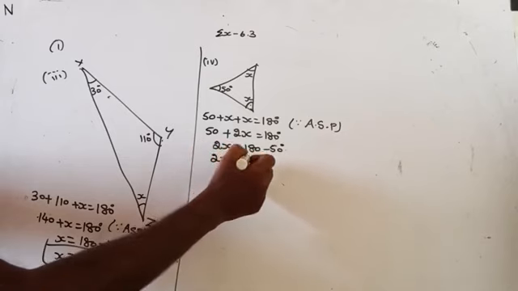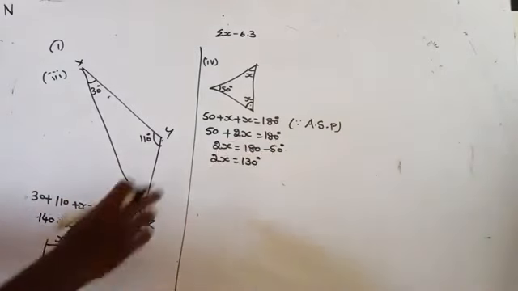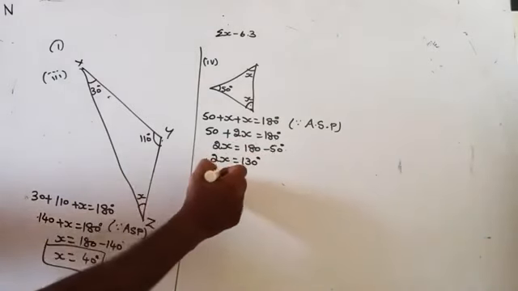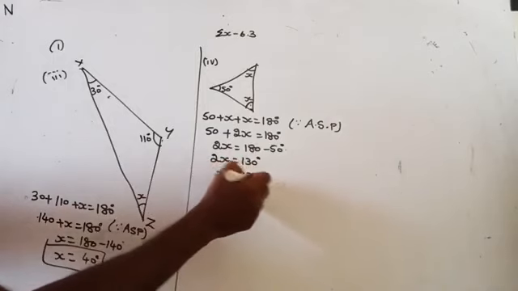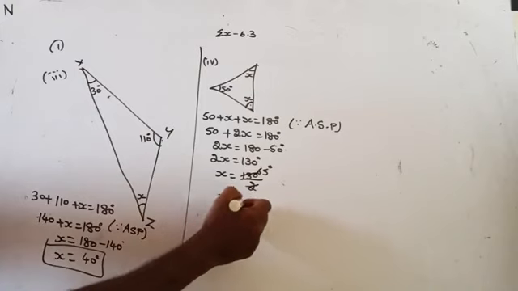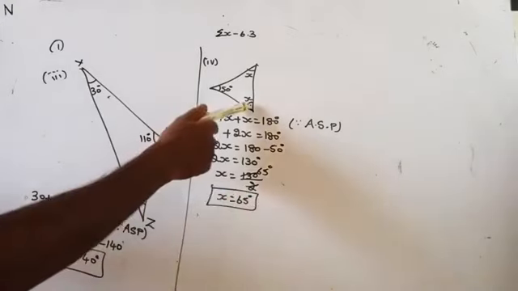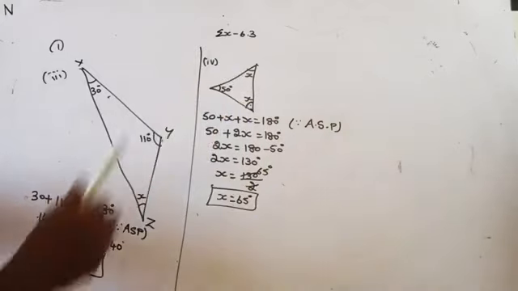2x is equal to 180 minus 50, which is 130 degrees. After that, multiply will become divide. So x is equal to 130 by 2, which is equal to 65 degrees. Therefore, each angle is 65 degrees. 65 plus 65 is 130.